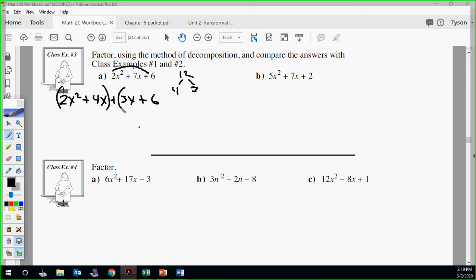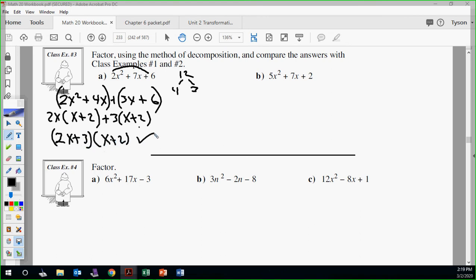Okay? So now we're factoring by grouping. Step 3. Pull a 2x out on the first one. We get x plus 2. Pull a 3 out. X plus 2. And we're happy because x plus 2 match, so we are done. 2x plus 3, I'll write first this time, times x plus 2. That's it factored.